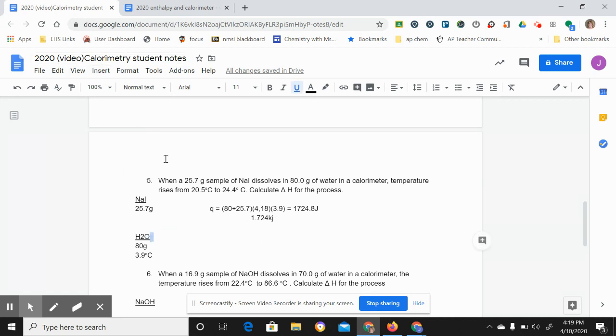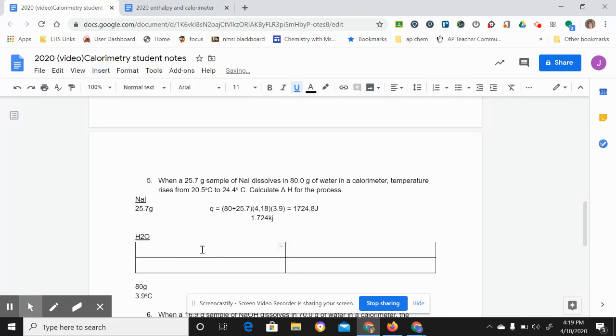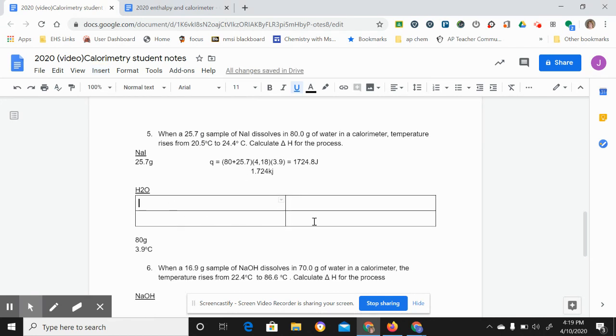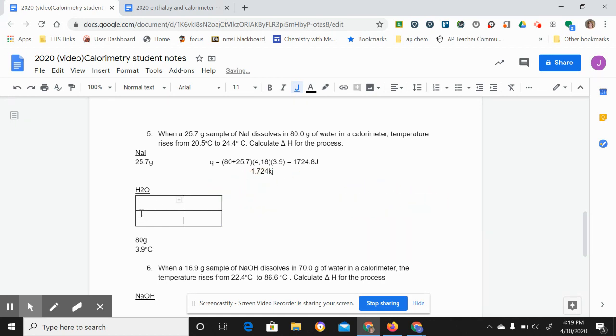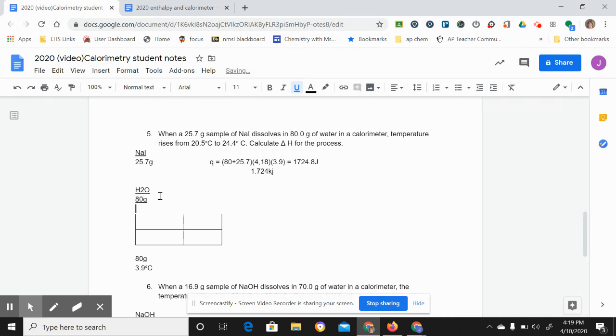Let's insert another chart in here. Let's see if I can do that. Insert table 2 by 2. So let's slide this over, and that over. I should probably change this over here, guys. I'm sorry, 80 grams, 3.9. I put that in the wrong place.